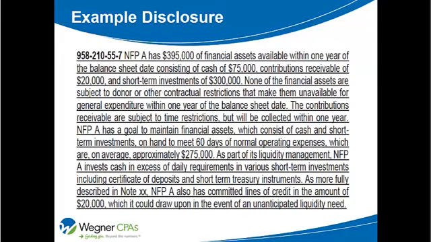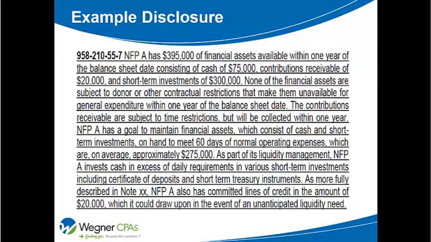So on page 7, this is an example of a liquidity disclosure, a liquidity footnote. This is more the qualitative piece. So this is how one organization is explaining how they manage their liquidity. How do they manage their financial assets to ensure that they can meet those general expenditures in the next year? Okay, so that one's on page 7.